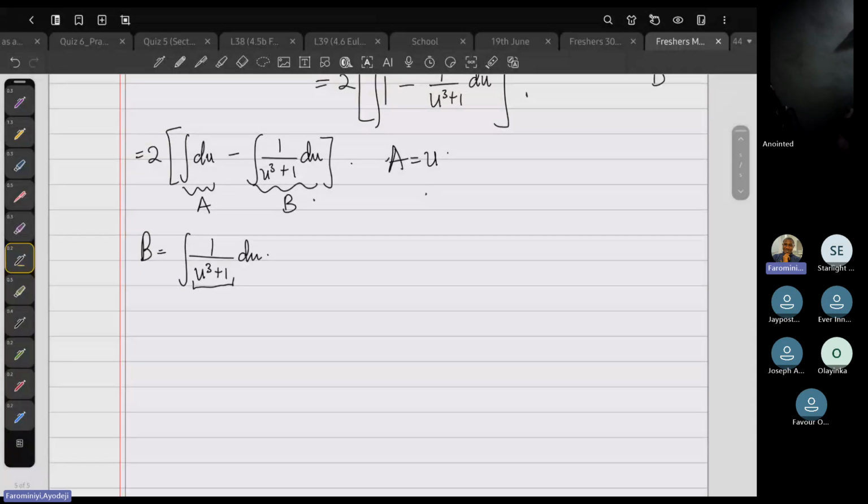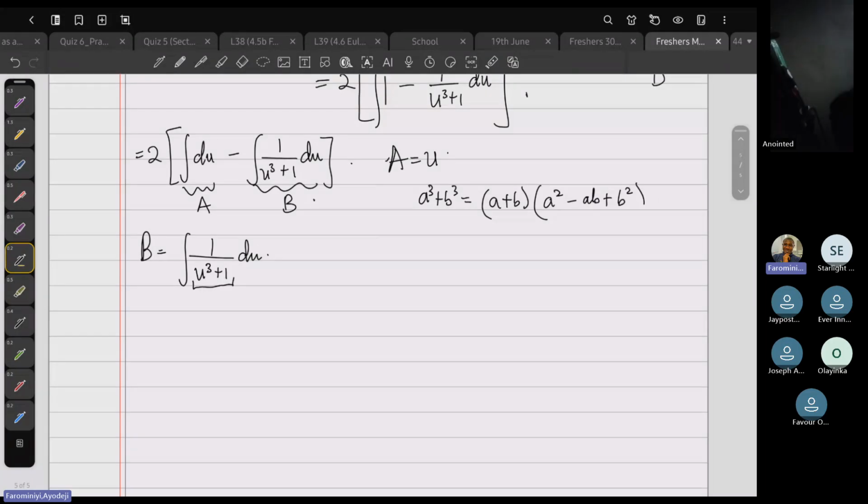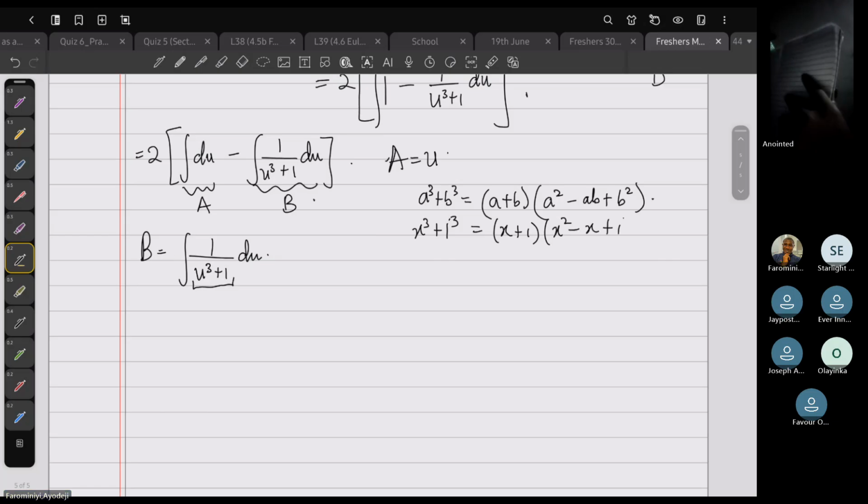So generally, a cubed plus b cubed is equal to a plus b times a squared minus ab plus b squared. This is the sum of 2 cubes. In particular, x cubed plus 1, which is the same thing as x cubed plus 1 cubed, is equal to x plus 1 times x squared minus x plus 1. You can verify that by expanding this.